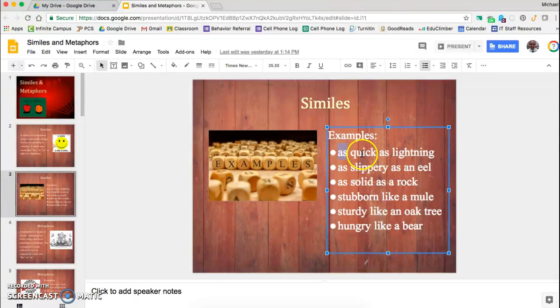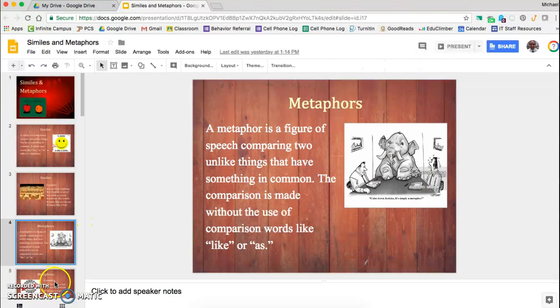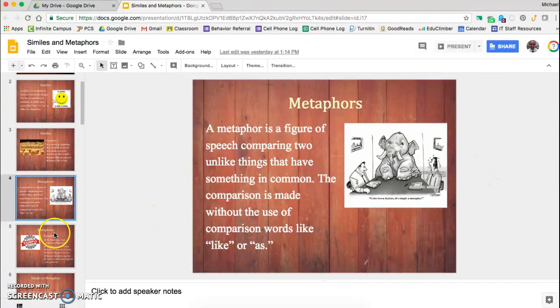It'll just, in this case, call something lightning. Like that person is lightning when they move. That would be a metaphor. Okay, and you'll see my cartoon here says, calm down, Jenkins. It's simply a metaphor because they probably said there's an elephant in the room and this elephant got upset. But that's really just a small joke.